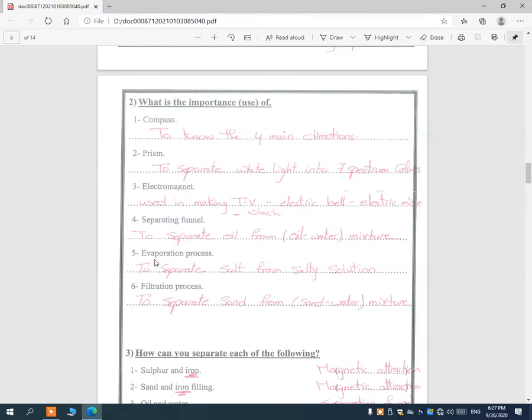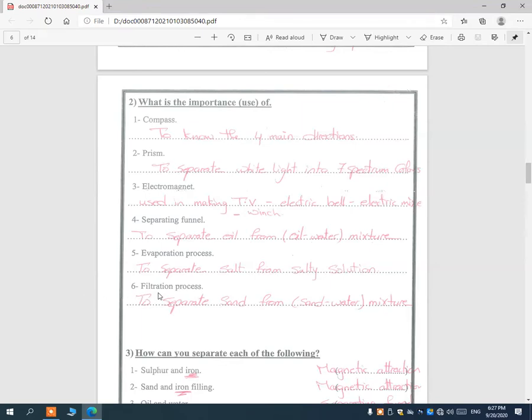Number 5, evaporation process. We use the evaporation process to separate what? We said when you see salt, you have to write evaporation process. So when you see evaporation process, you must write to separate salt from salty solution.